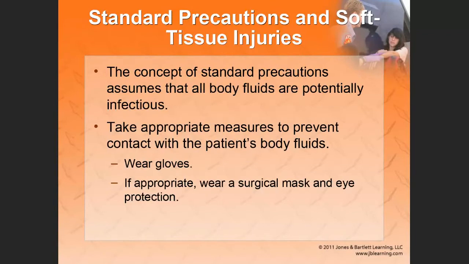Now, standard precautions and soft tissue injuries. The concept of standard precautions assumes that all body fluids that come from a patient or a person are potentially infectious. Take the appropriate measures to prevent contact with the patient's body fluids. Wear gloves. If appropriate, wear a surgical mask and eye protection.